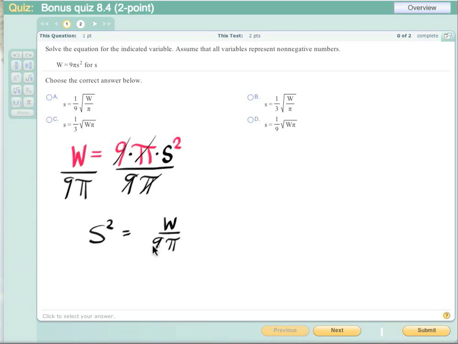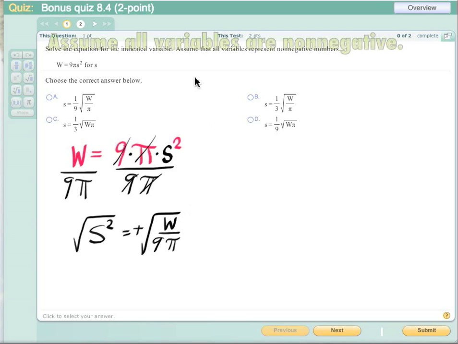And there's only one way to do that. You and I both know we have to take the square root of both sides. And when we take the square root of both sides, we always put in a plus minus. But I want to show you that the problem eliminates the plus minus by this sentence right here. It says to assume all the variables represent non-negative numbers. So if I had a plus minus here, I'm going to be saying that S is equal to something negative. And so we're going to ignore that.